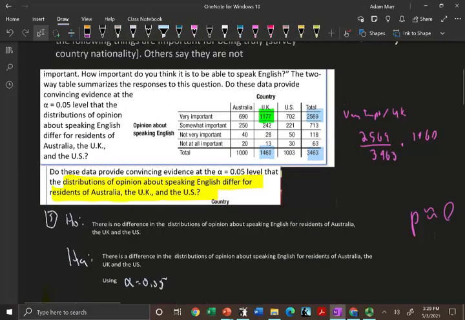All right, in this case, the p-value is approximately 0. Okay, remember, p-value low, reject H sub O, and yes, we do have convincing evidence that the distributions of opinions about speaking English differ for residents of Australia, UK, and US.